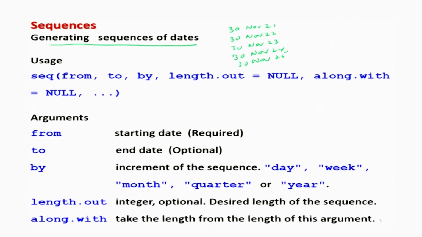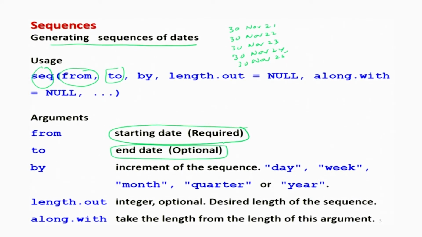Now the basic command to generate the sequence is the same as we learnt earlier, that is seq, but the way you give different options like from, to, by, etc. is going to be a little bit different. First you have to give the from. This from is the starting date, and it is a compulsory argument. Then you give the next value, to, which is the end date, that is, the date at which you want to finish your sequence.